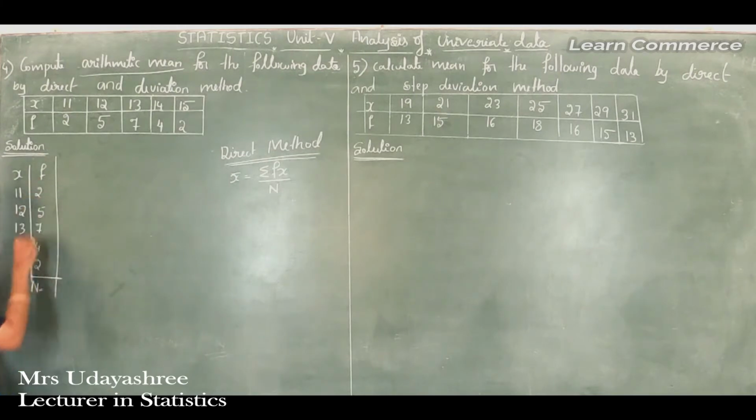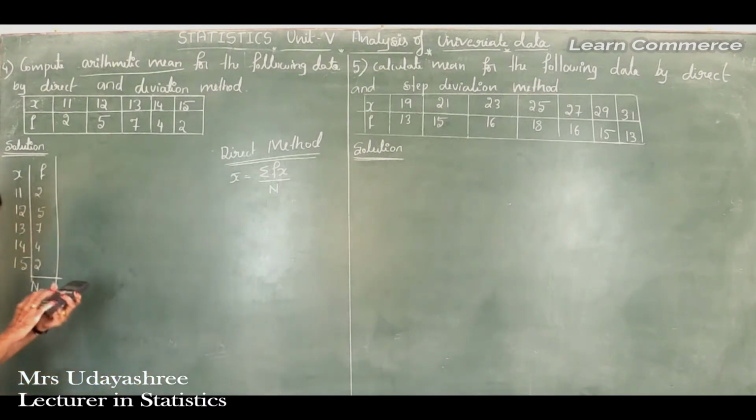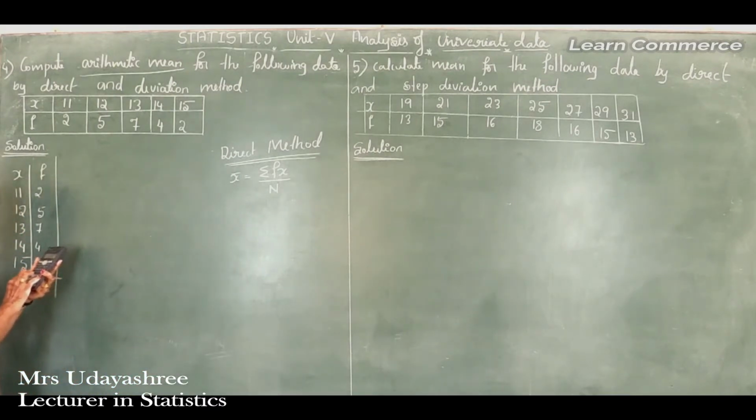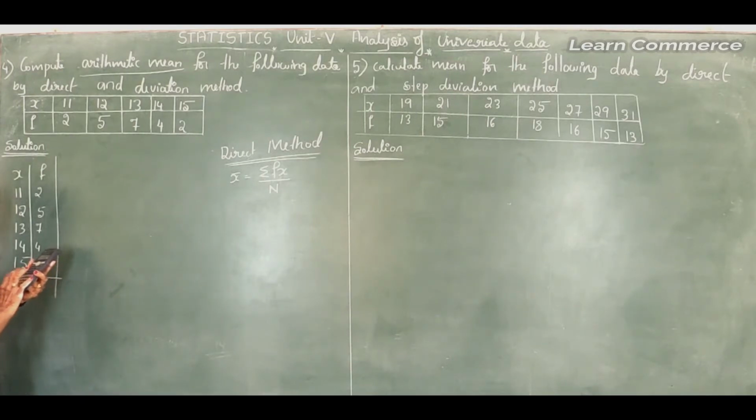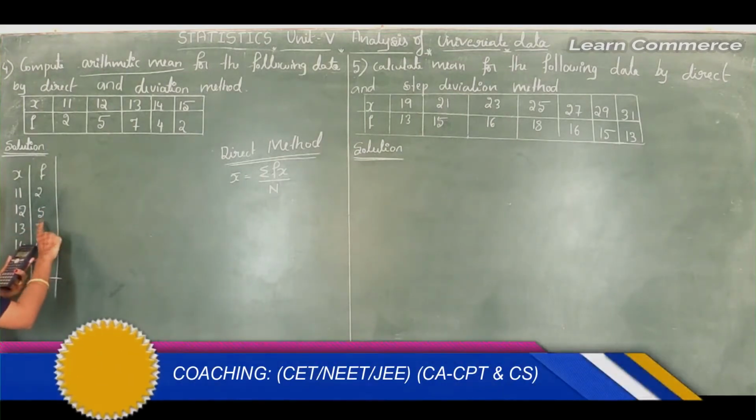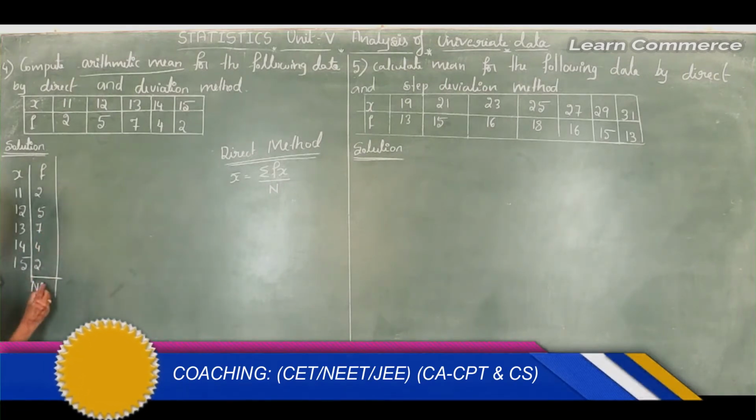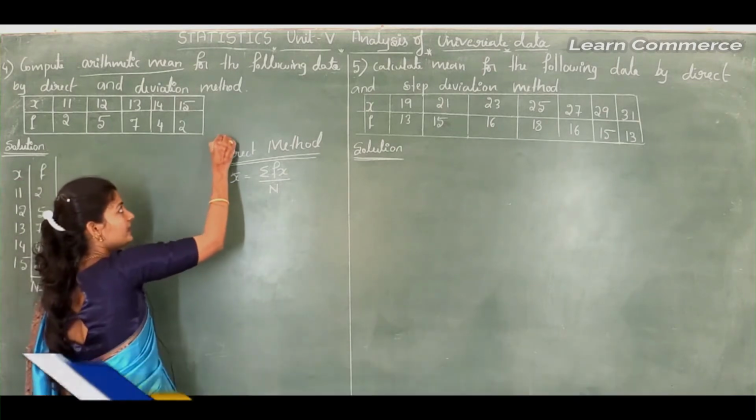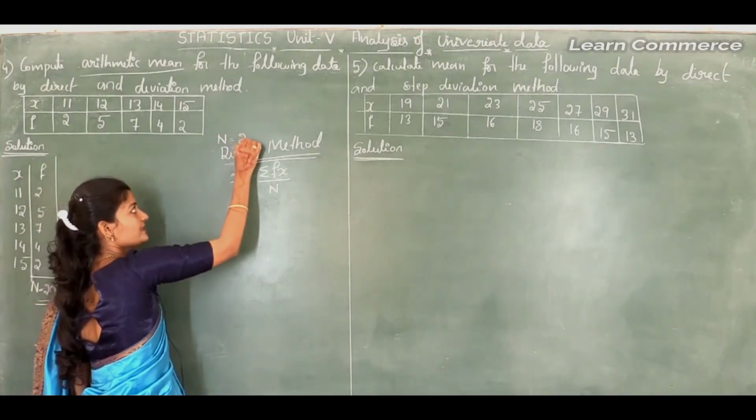So total frequency means the sum of these frequencies, that is 2 plus 5 plus 7 plus 4 plus 2, which is 20. So here capital letter N is 20.